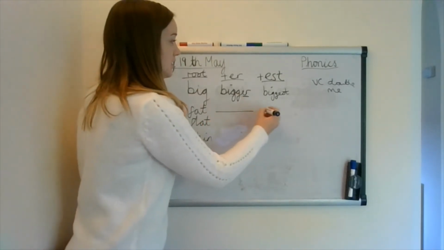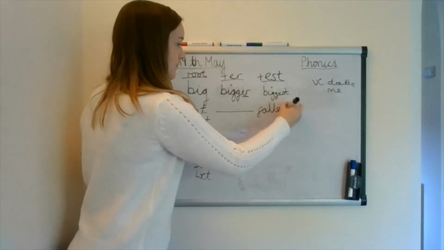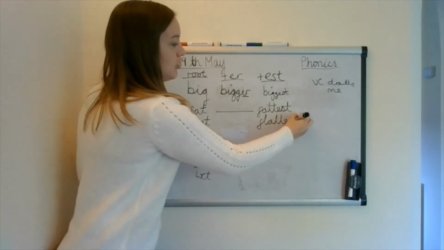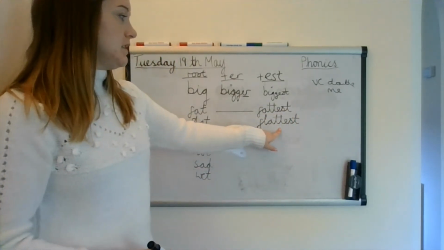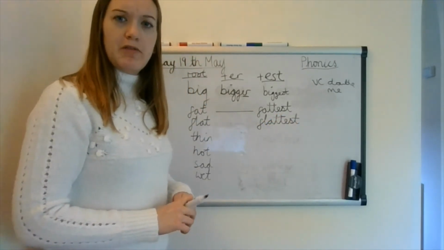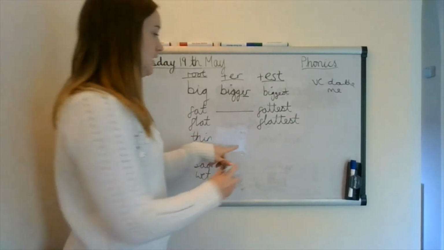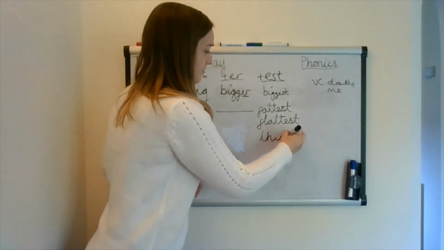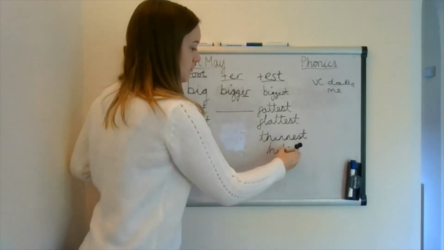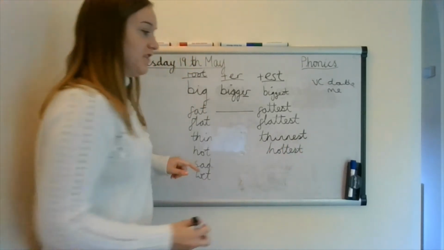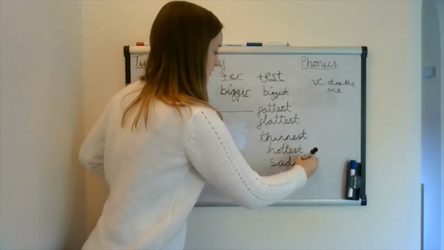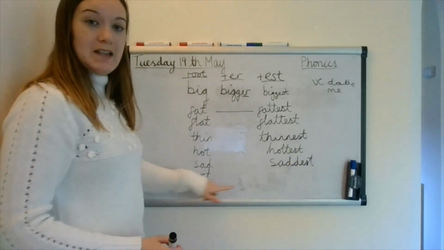So fat turns into fattest. Flat turns into flattest. And you'll notice that I'm doing VC double me. Now that word doesn't look right, but I think it's just because I've never used the word before in my writing. Next one, thin, thinnest. Hot, hottest. Hopefully it'll get hotter this year. Sad, saddest. And wet, wettest.